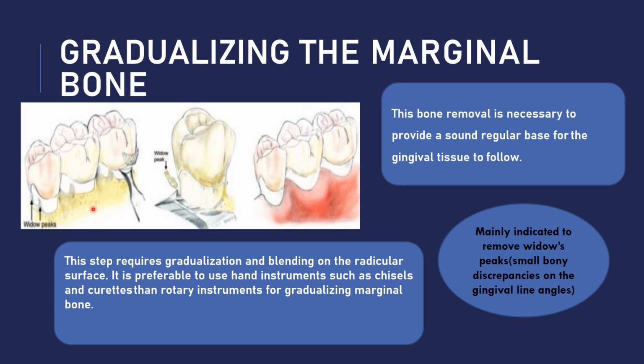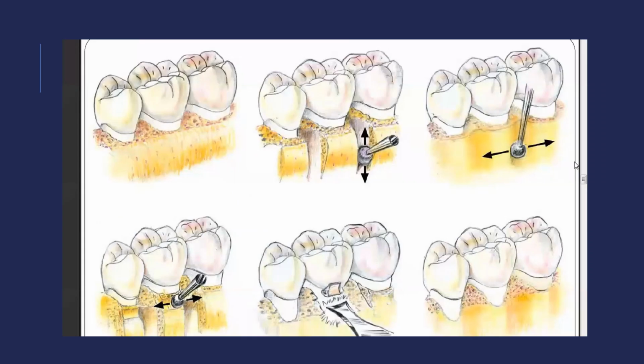So with the rotary instrument, we cannot attain that type of fine or precise removal. So we can use hand instruments more compared to rotary instruments. Okay, so it is mainly indicated to remove widow peaks, where there are small bony discrepancies on the gingival line angles. Okay, so this is all the procedures together.